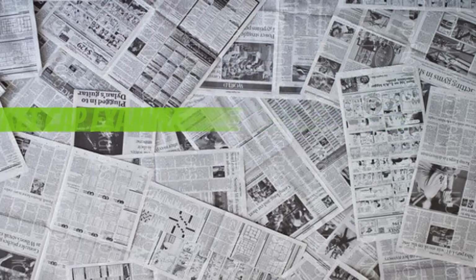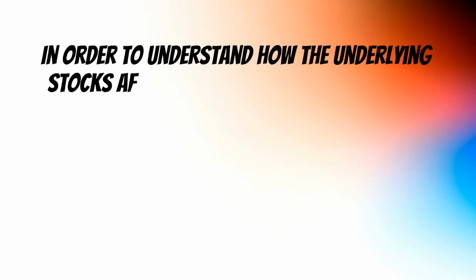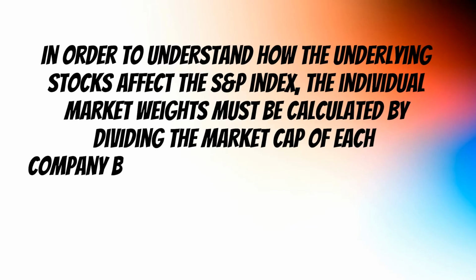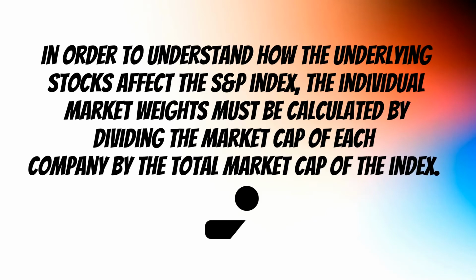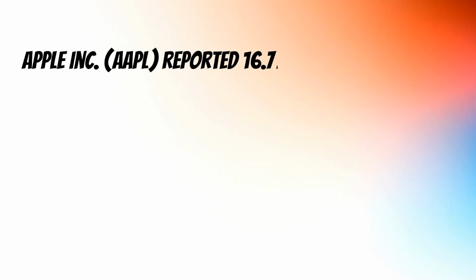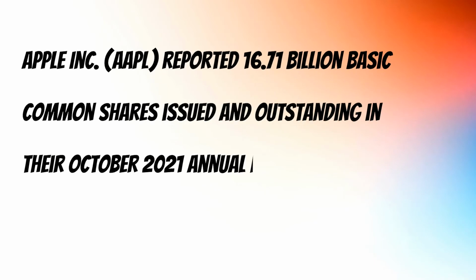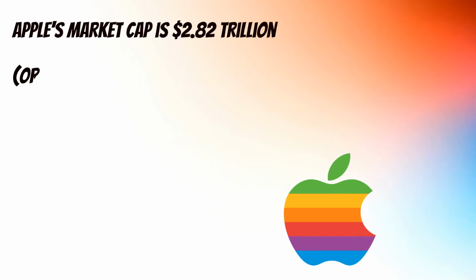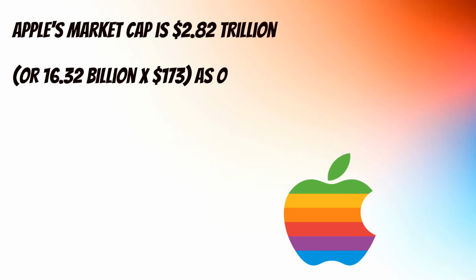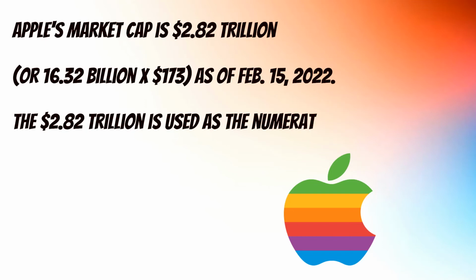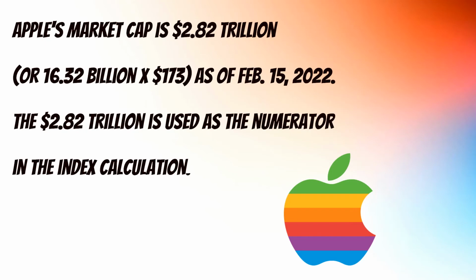Now we will be taking a look at an example of the S&P 500 and how an underlying stock affects the index as a whole. The individual market weights must be calculated by dividing the market cap of each company by the total market cap of the index. And now here's an example of Apple. Apple reported 16.71 billion basic common shares issued and outstanding in their October 2021 annual filing, and had a stock price of $173 as of February 15, 2022. Apple's market cap at the time of this writing was 2.82 trillion, or 16.32 billion times $173 as of February 15, 2022. The 2.82 trillion is used as the number in the index calculation.